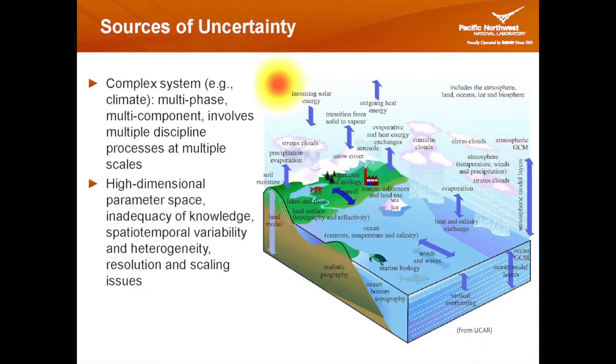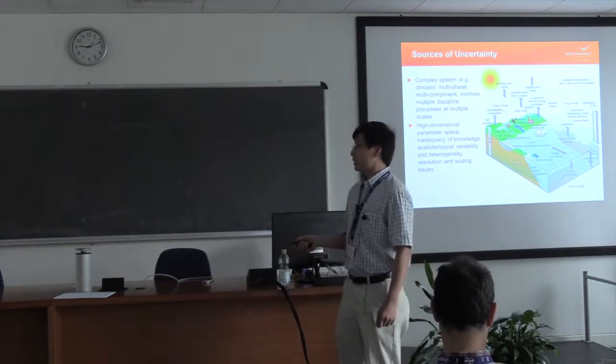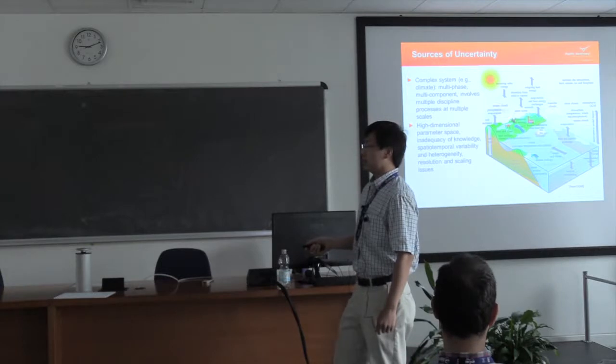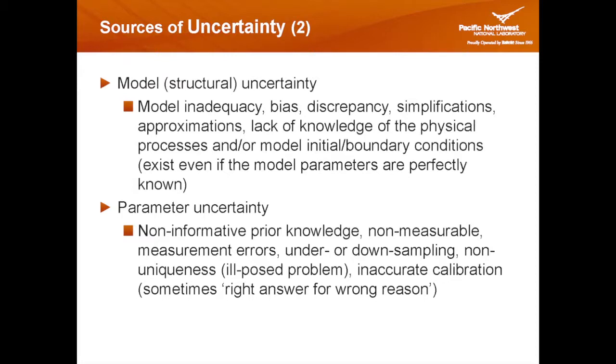So we have a really complex Earth system model, or climate model. It is multi-phase, multi-component, and involves multi-discipline processes at multiple spatial and temporal scales. And we have such a high-dimensional parameter space, and we don't have adequate knowledge about all the processes and the parameters, and there are existing spatial temporal variability and heterogeneity. Temporal we call variability, spatially we call heterogeneity normally, and we have resolution and scaling issues. To me, I agree with this sort of classification system of how we describe different types of uncertainties.